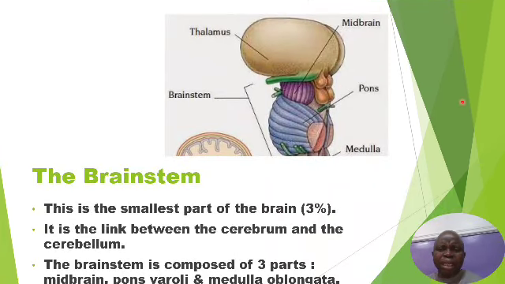Then we have the areas of the brainstem, like you can see the cursor traveling from the midbrain, the pons varolii, and the medulla oblongata. The three areas are referred to as the brainstem. The brainstem is the smallest part of the brain, and it constitutes about 3% of the brain.